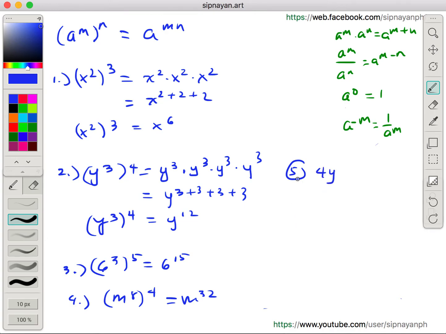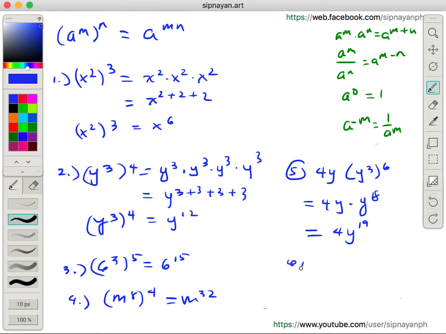And then number 5, we have 4y times y cubed raised to the 6th power. So this is equal to 4y. Wala naman tayong binago dito. Ito yung magbabago. This becomes y to the 3 times 6, di ba? 18th. And y times y to the 18th. Ano ang sabi natin pag walang exponent? We have 1 here as an exponent. So 1 tsaka 18, 19. So magiging 4y raised to the 19th.